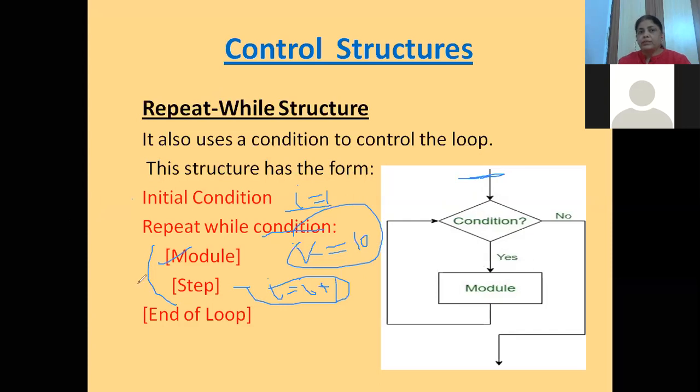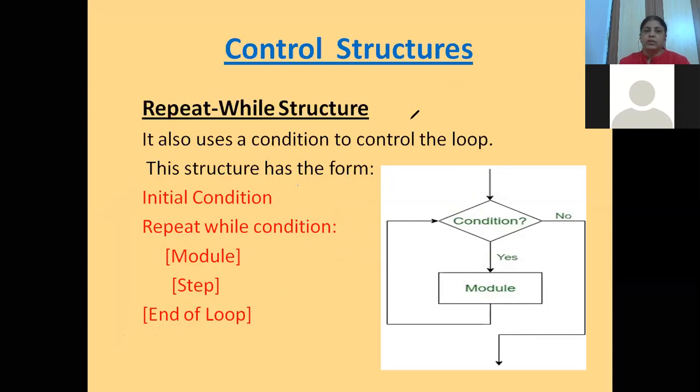So that is repeat structure. In an algorithm you have to follow this format: repeat while condition. This word should come: repeat while I is less than or equal to 10, then the module step, and the initial condition. This way you have to give. Okay, so these are the different structures: conditional structures, repetitive structures, and sequential structure.